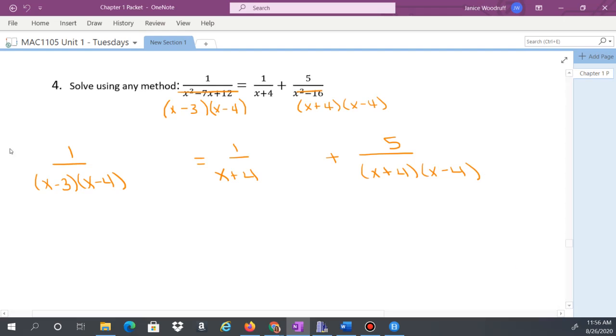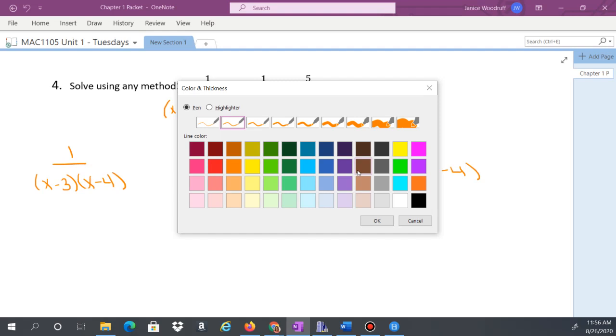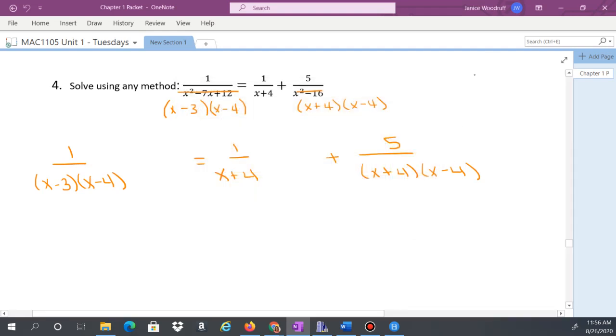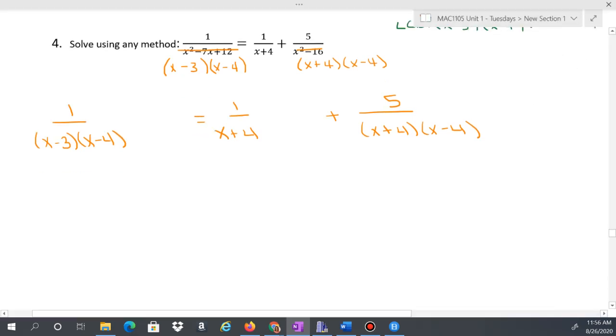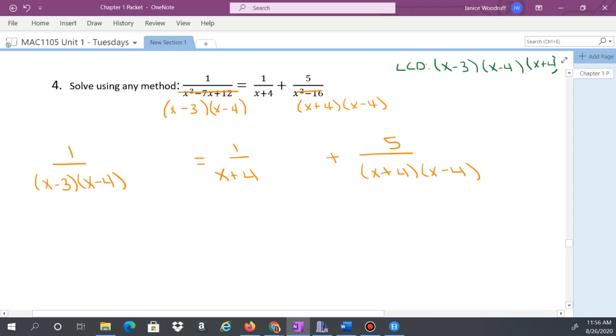All right, so what I want to do here is identify your LCD. When we're talking about factors here, one of each factor, you need an x minus 3. You need an x minus 4. You need an x plus 4. You have an x plus 4 already written, and you have an x minus 4 already written. So if you just go through the factors, write each of them once, unless it's squared, then you would keep it squared, and then you're good to go. So this is our LCD. Multiply the numerator of each term by that LCD. So I'm going to write next to each term x minus 3, x minus 4, x plus 4.